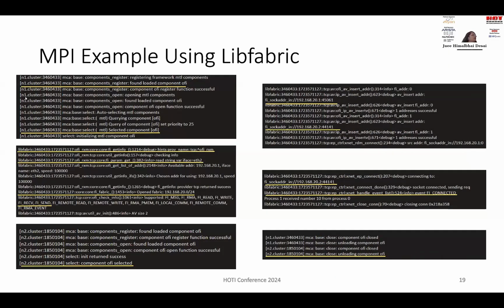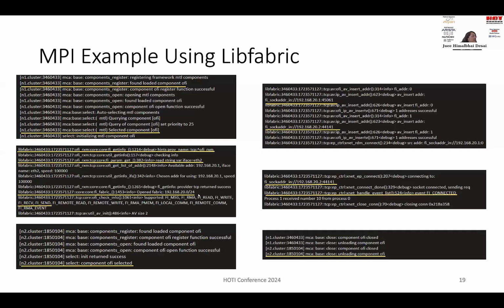Okay, so first things first, the N1 node is finding the OFI component, and it will load the OFI component. So these are the OpenMPI based calls that happen, and it will select the OFI component. Once it selects the OFI component, we see the Libfabric work here. We wanted the TCP provider, so we are going to enable the TCP provider. And then we also said that we want the ETH2 interface, so that is also taken into account here.